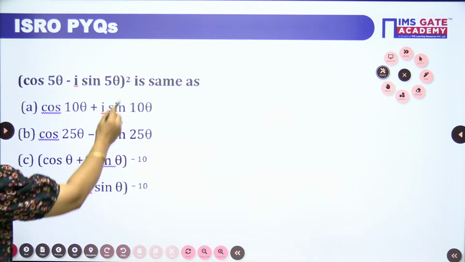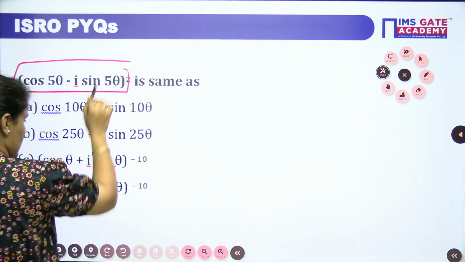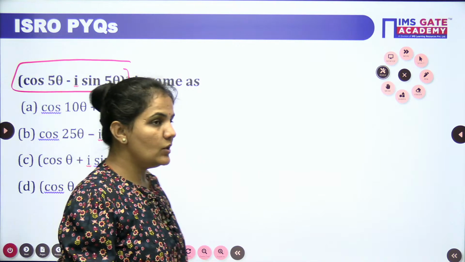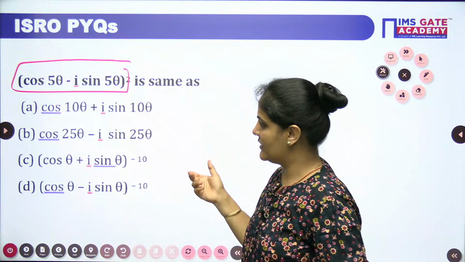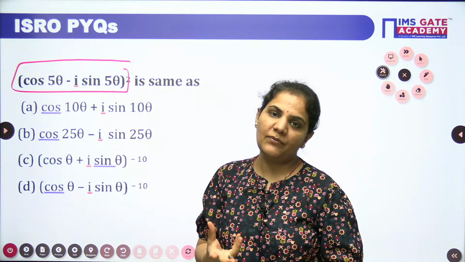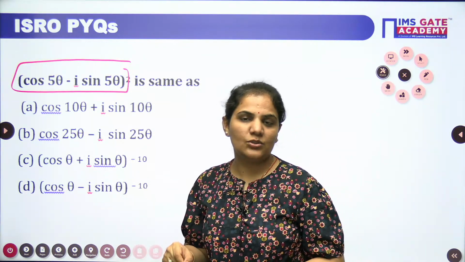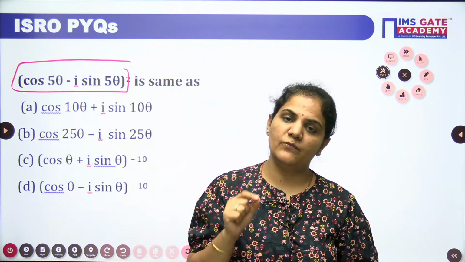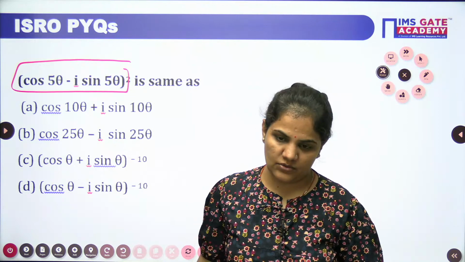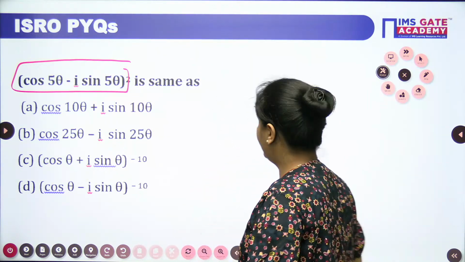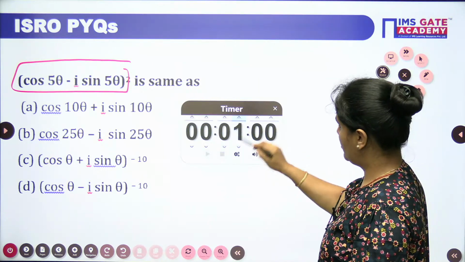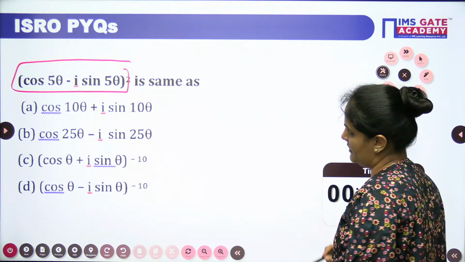Wow, this is again a good question from complex numbers. You can see the question, (cos 5θ - i sin 5θ) whole squared. We need to identify which one is similar. So actually we need to simplify only. In today's session also we use de Moivre's theorem. So with the same concept of de Moivre's theorem you can solve this question. So you can try, then I'm here to solve. Options are also available, so very easily we can solve the question.